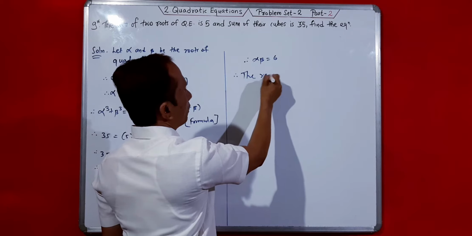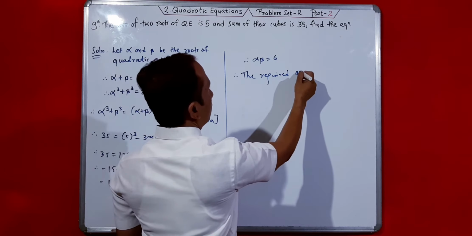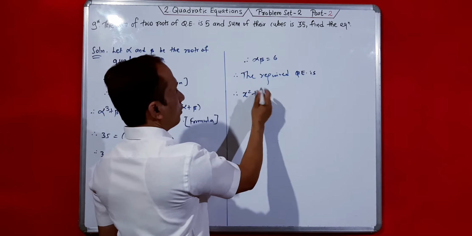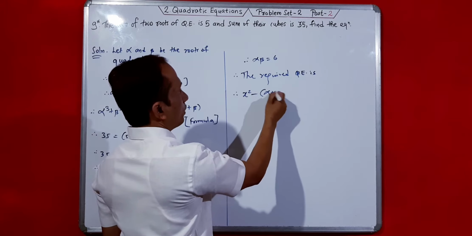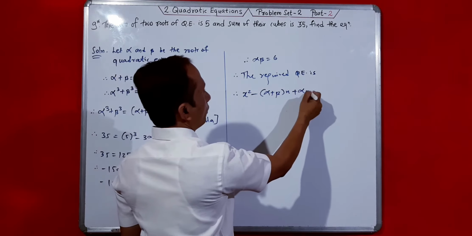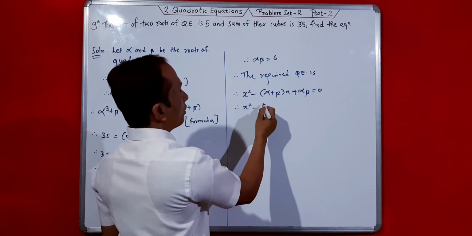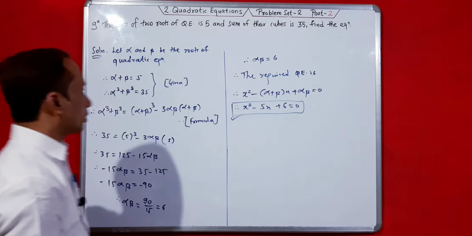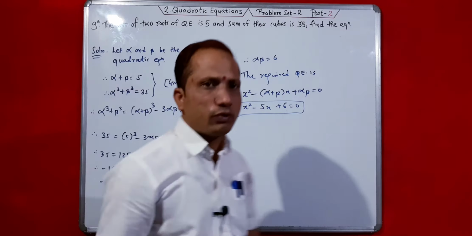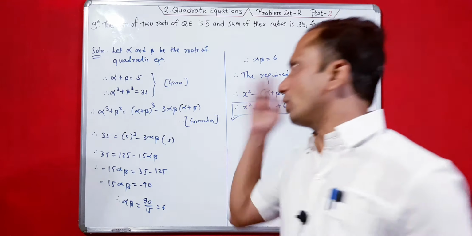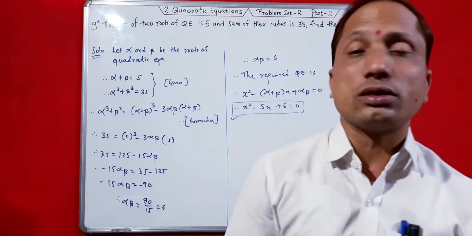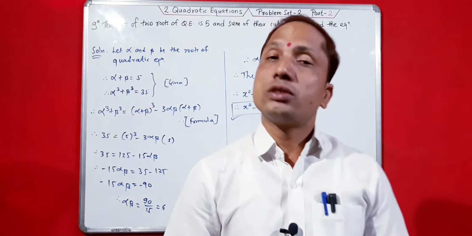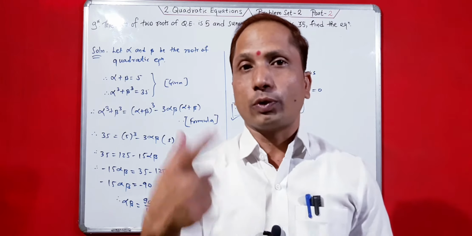Therefore the required quadratic equation is x square minus (alpha plus beta)x plus alpha into beta is equal to 0. Therefore x square minus 5x plus 6 is equal to 0. So this is the required quadratic equation. These are the steps, very few and very easy, and you can solve such problems correctly, because you just have to consider alpha and beta as the roots of the given quadratic equation, then follow the given steps. This is problem number 9, and now we are going to solve problem number 10.